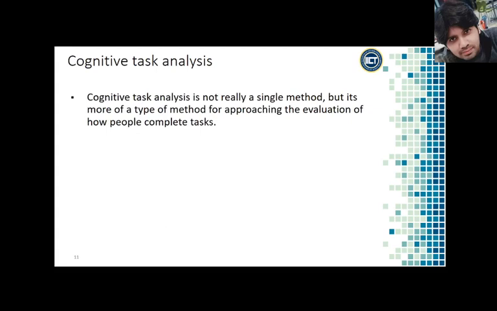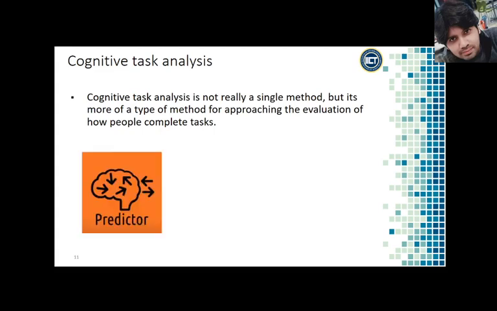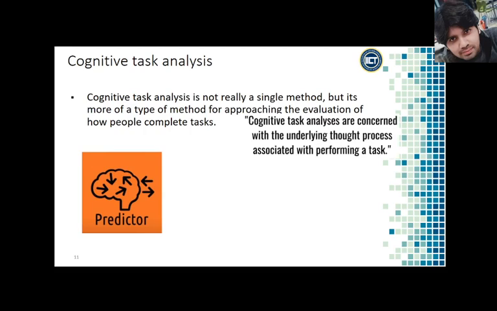So cognitive task analysis is not really a single method, but more a type of method for approaching the evaluation of how people complete tasks. Performing a cognitive task analysis involves a number of different techniques and methods that we'll discuss more when we discuss the design lifecycle. For now though, we are interested in what kinds of information we are trying to gather, not how we are gathering it. So, cognitive task analyses are especially concerned with understanding the underlying thought process when performing a task. Not just what we can see, but specifically what we can't see.